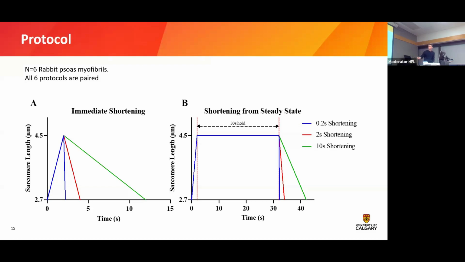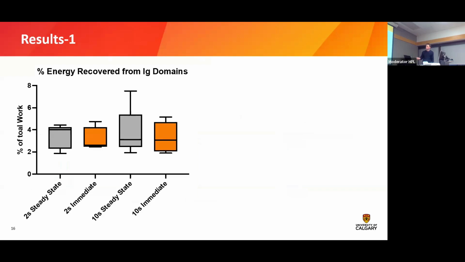That's not what we saw. So this first graph shows the energy we recovered from immunoglobulin domains with each of the protocols. And you'll notice that the 0.2 seconds is missing from this.